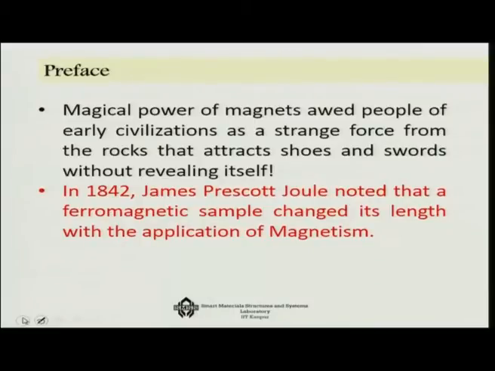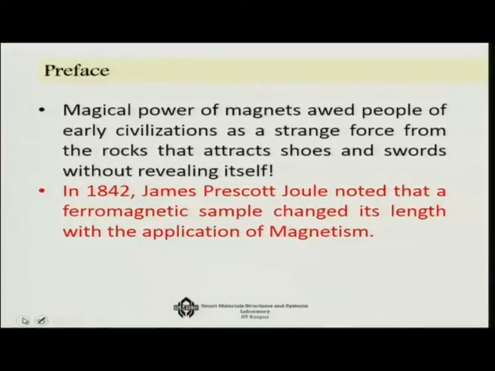If you go through the stories of Arabian Nights, you will see Sindbad's story of rocks attracting ships. It is also a very similar version. So, the rocks attract ships and swords without revealing themselves. People considered it a magical power. Now, that is about the magical power of the magnet.